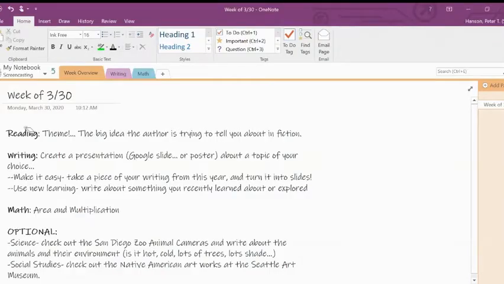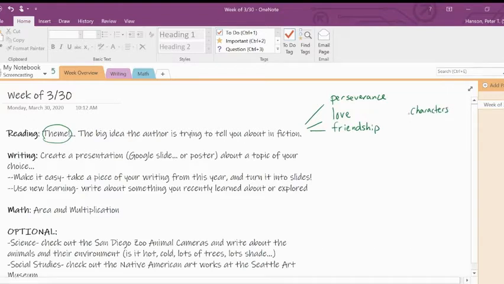This week, we're going to be going with reading. We're going to be talking about theme. Theme is the big idea that the author is trying to tell you about in fiction. We might find out that it's about love, might find out that it's about friendship, or you might find out that it is about perseverance. Usually, these are one word, two words. Look at your characters. Look at how they approach problems and what they're like in the beginning and the end. Again, there's a Google slide for that, or what's called a Pear Deck, for you to take a look at in order to learn some more about it.